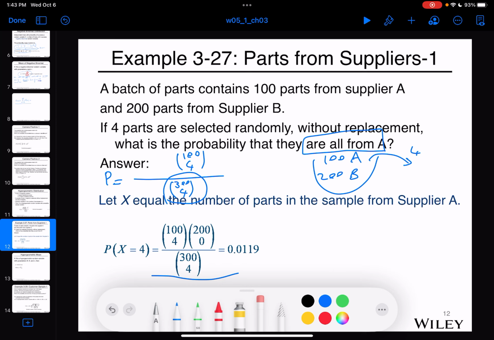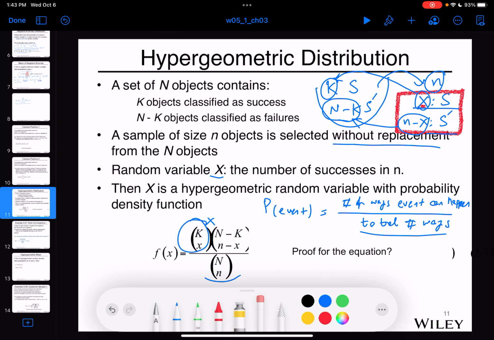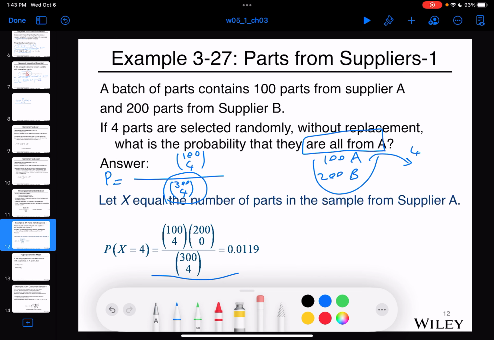Yep. If there was a third supplier, could we just add another? Yeah, that's a very good question. That's not in the book as much as I remember, but you are absolutely right. This distribution has only 2 classes, so we either have success or failure. But if we had 3 suppliers, another supplier C, we just multiply that guy also, right?